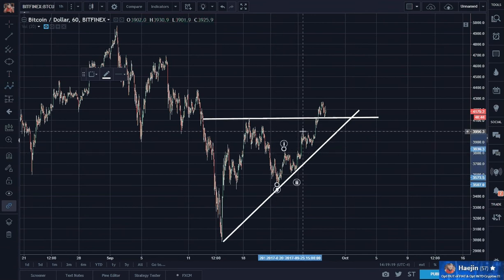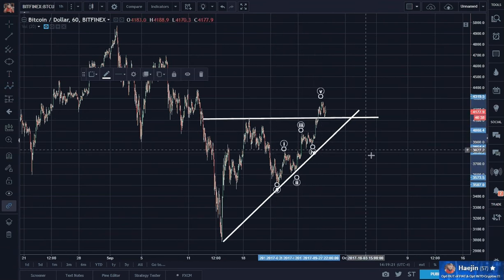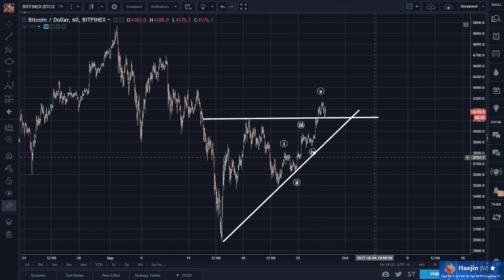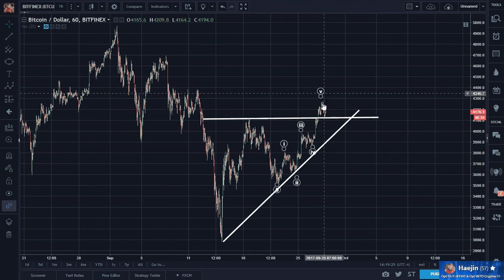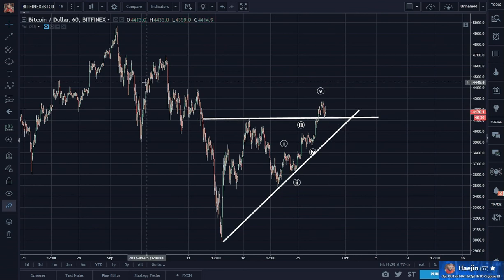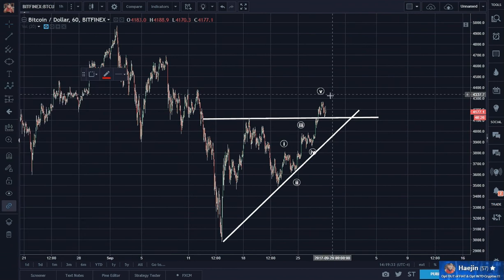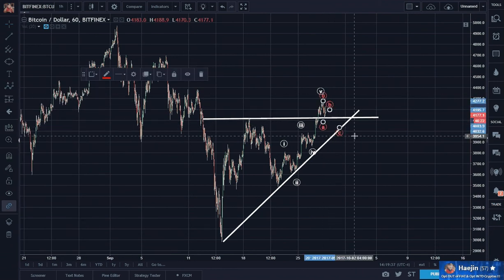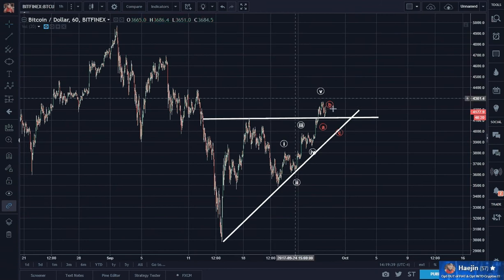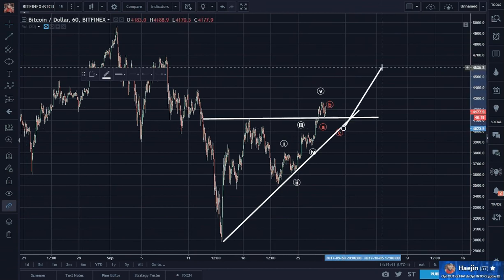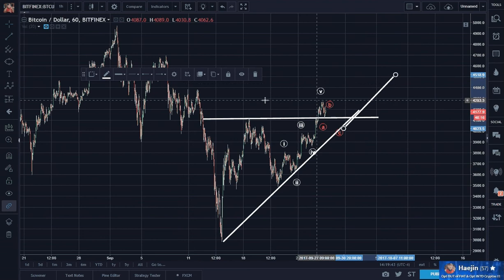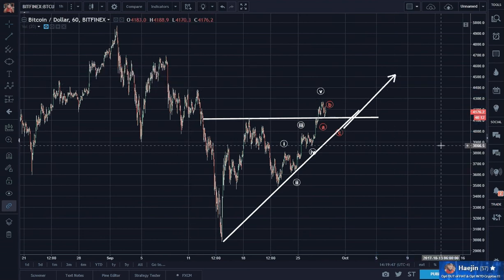One, two, three, four, five. And if there's 5 waves, we're going to need to have an ABC correction. Now that ABC could be A, B, C. And we can continue up from there. That's one scenario.